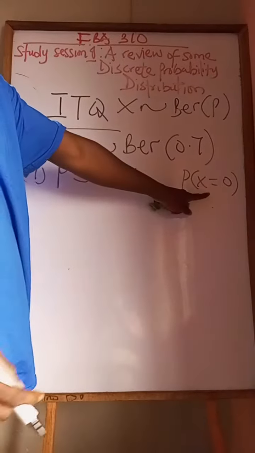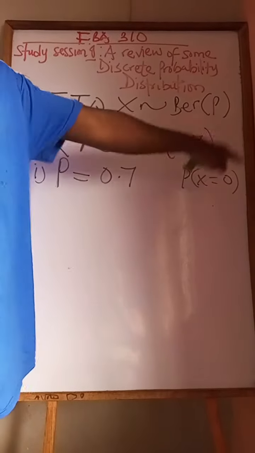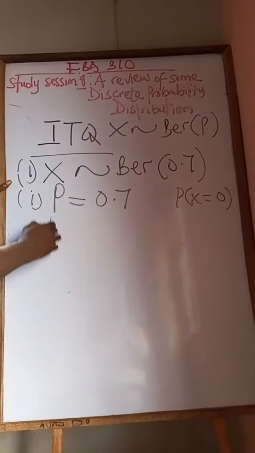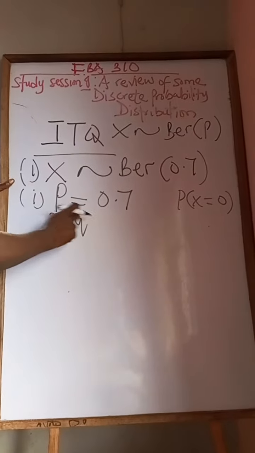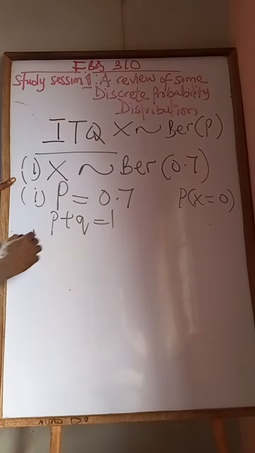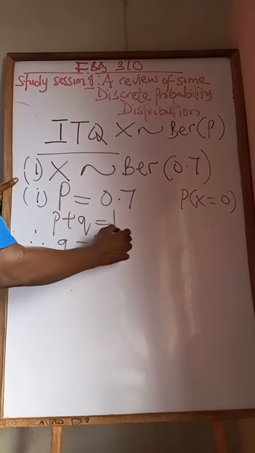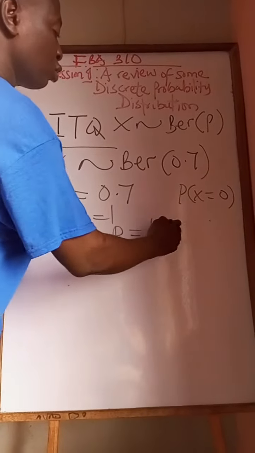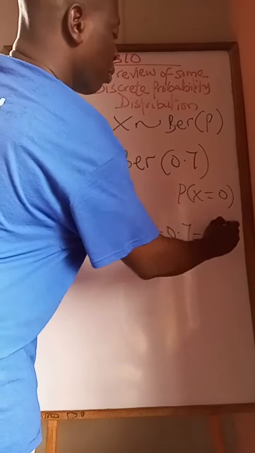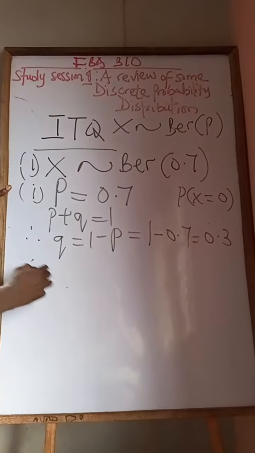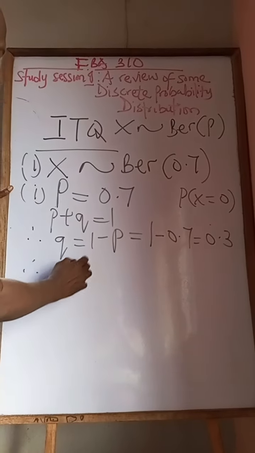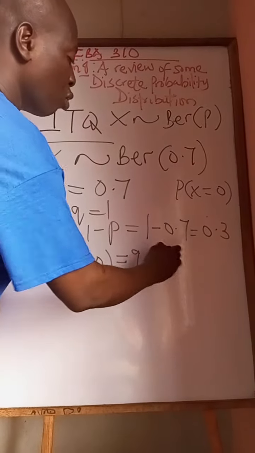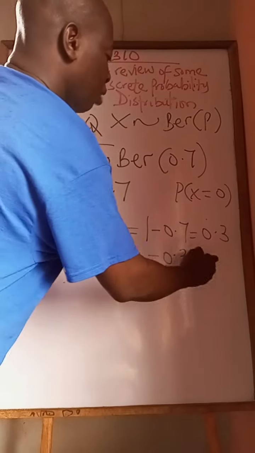So what we are asked to find is P(X = 0). That means we have to find the probability of failure. So what am I saying? I'm now saying p plus q equals 1. So therefore, what's my q? q will be 1 minus p. I've told you in the last video. Now that will be equal to 1 minus 0.7. That will give us 0.3. So therefore, our P(X = 0), which also stands for q, will now be what? 0.3. That's the solution to that question.